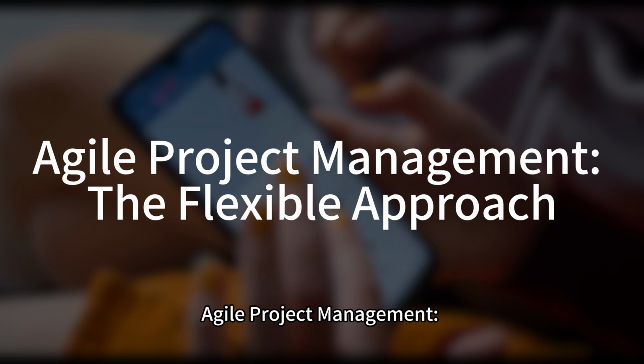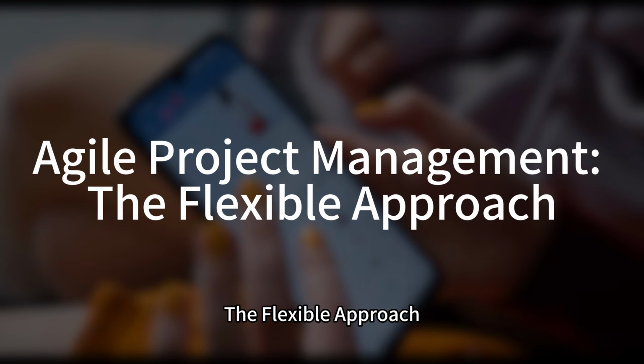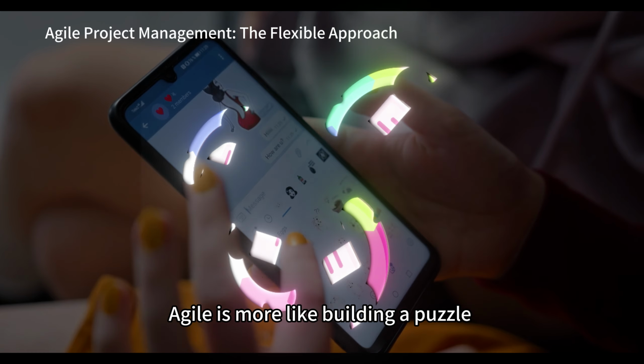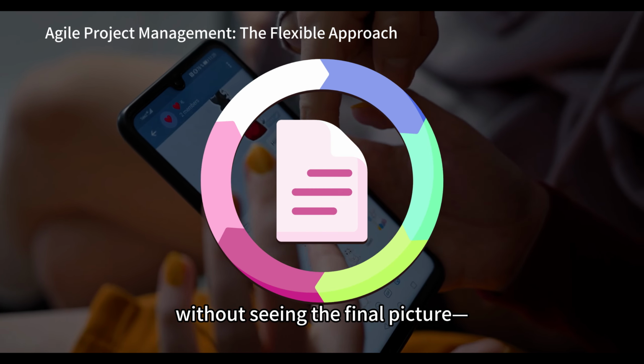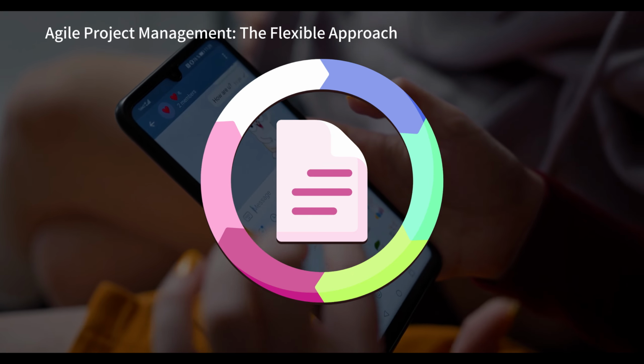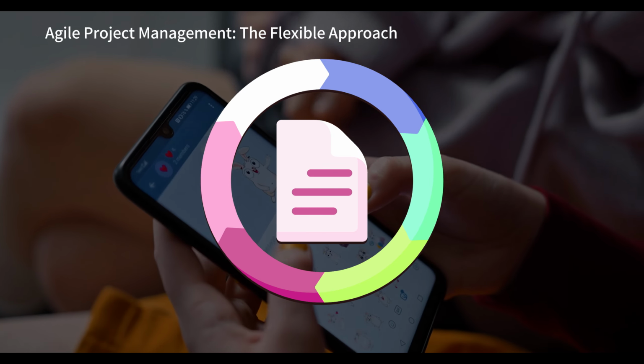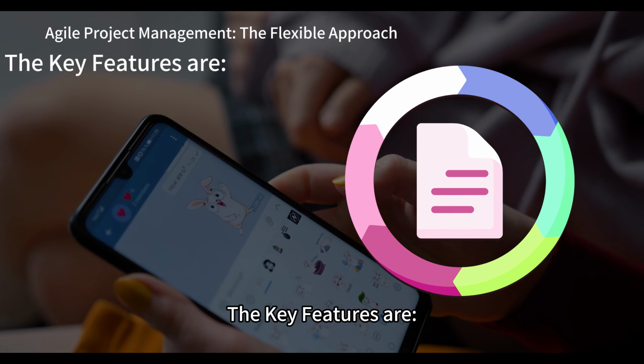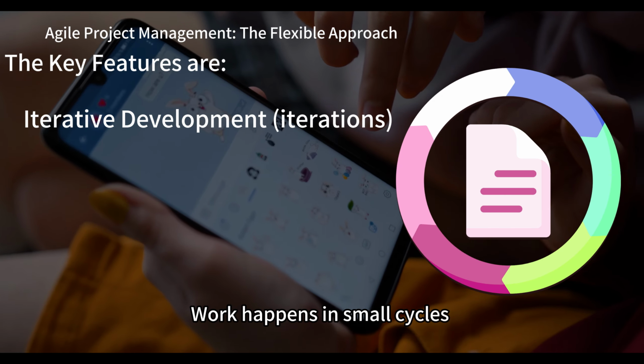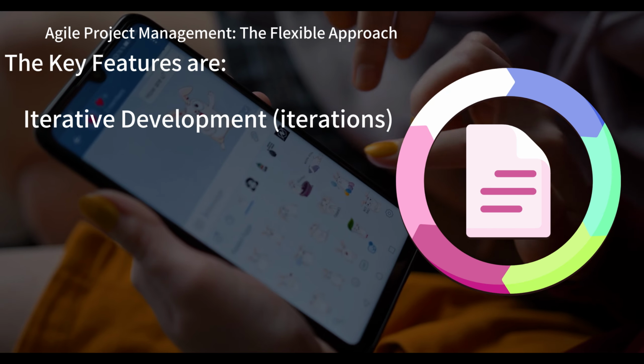Agile project management, the flexible approach. Agile is more like building a puzzle without seeing the final picture. You figure it out as you go. The key features are iterative development. Work happens in small cycles, iterations.